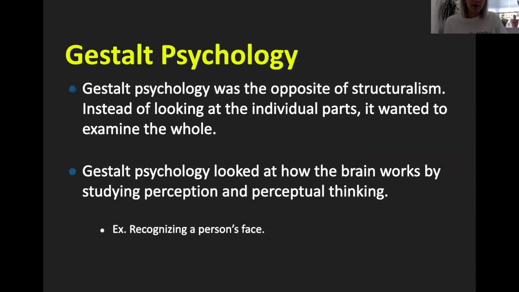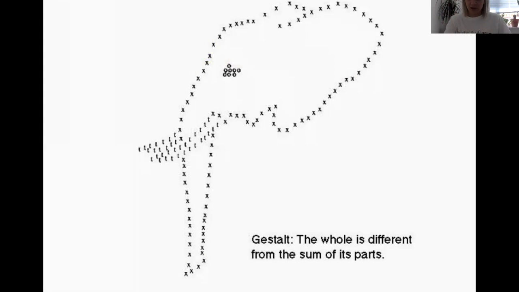The last thing we're going to talk about today is Gestalt psychology. And Gestalt psychology also grew out of functionalism, and it opposed structuralism. So instead of looking at the individual components of consciousness, it wanted to examine the whole. And so it looked at how the brain works by studying perception and perceptual thinking. An example of that would be looking at a person's face. So when you look at somebody, you're not thinking eye, nose, mouth. You're just seeing a face. And this is an example of Gestalt psychology.